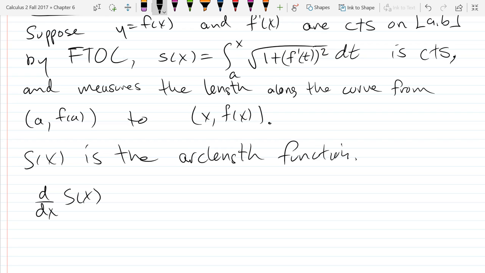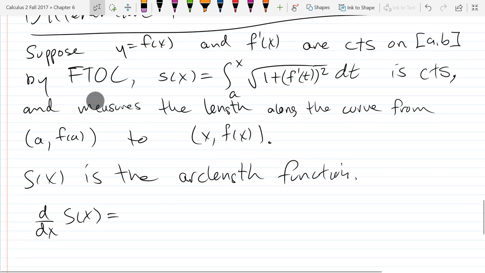I'm going to restart OneNote, but what I want you to do right now is take the derivative of the S function. So S is right there on the board. What theorem do you have to use to take the derivative of S? Fundamental theorem of calculus. You're taking the derivative of an integral. Can they cancel out? They basically cancel out. So go ahead and write what they cancel out to.